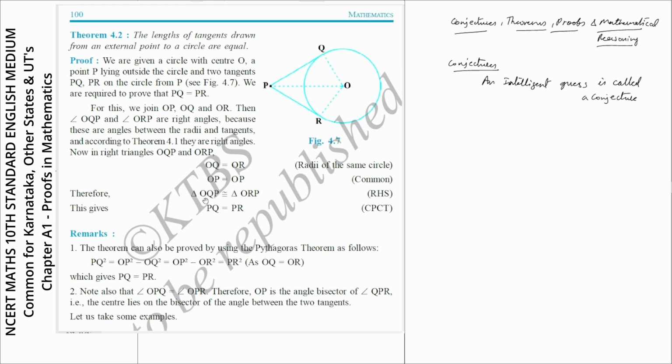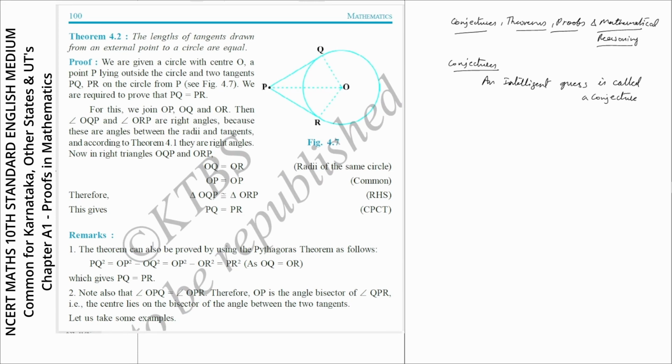Here you can see triangle OQP is congruent to triangle ORP according to the right angle hypotenuse side criteria of congruency of two triangles. Therefore if two triangles are congruent, then the corresponding sides will be equal. Therefore PQ will be equal to PR. Like this, using so many mathematical statements, we proved that PQ is equal to PR. This is how we are going to prove any theorem.